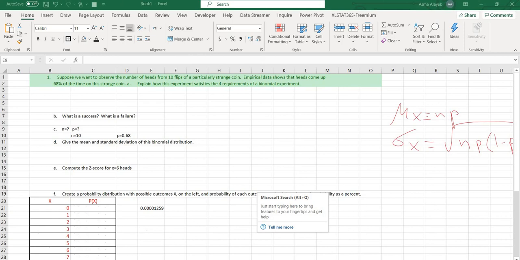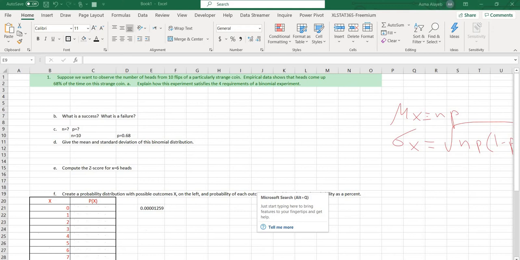Hello students, here is an example to help you understand the binomial probability distribution. Suppose we want to observe the number of heads from 10 flips of a particularly strange coin. Empirical data shows that the heads come up 68% of the time on the strange coin. We want to explain how this experiment satisfies the 4 requirements of a binomial experiment.